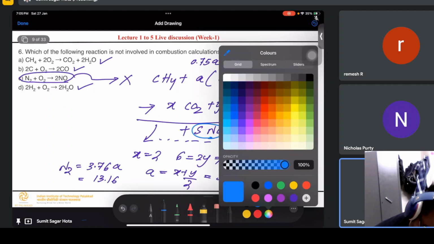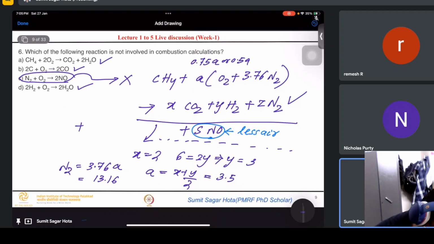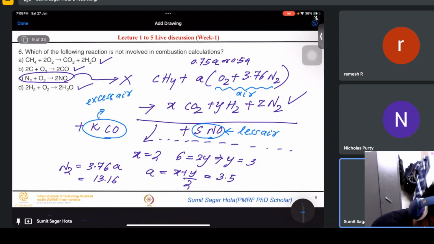Now instead of this, carbon monoxide will come. Then it will be K times A. So carbon monoxide will come when this is your air. In future also there are cases, either this or this. The two cases cannot come together.